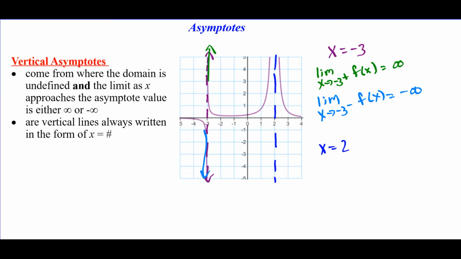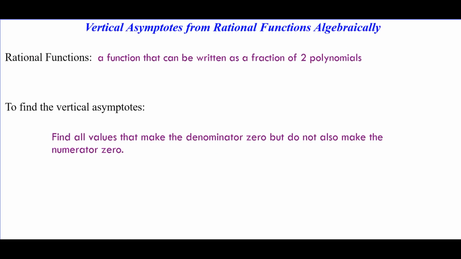At x equals 2, my left-hand limit is going to positive infinity and the right-hand limit is going to positive infinity. So here we can just say the limit as x approaches 2 of f of x is positive infinity, since it's positive infinity on both sides. We want to be able to find the asymptotes by looking at the graph, but also from an equation, so we're going to look at a couple of options there.